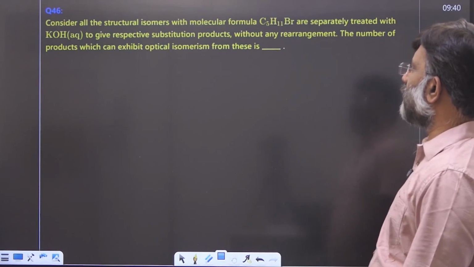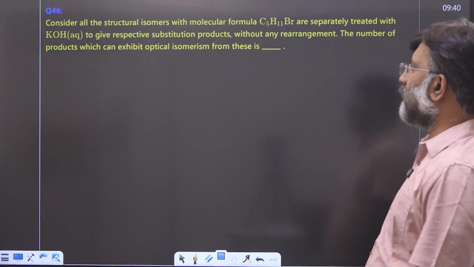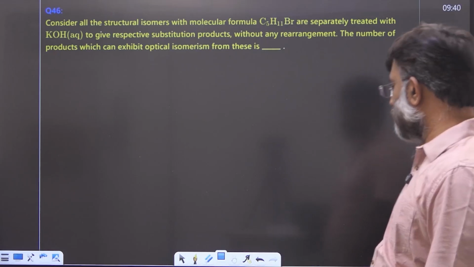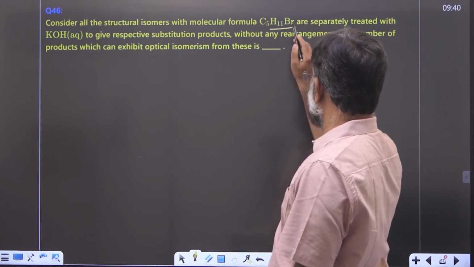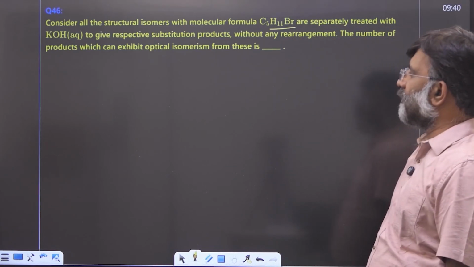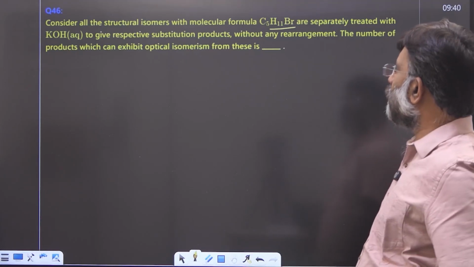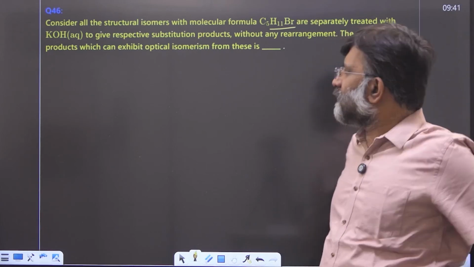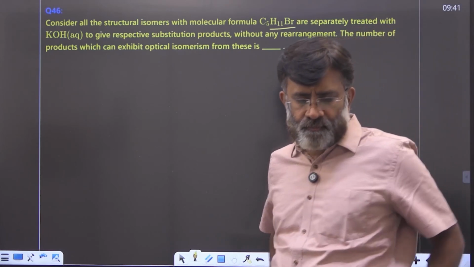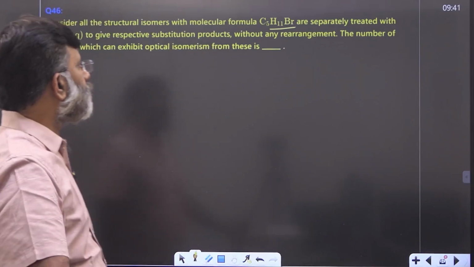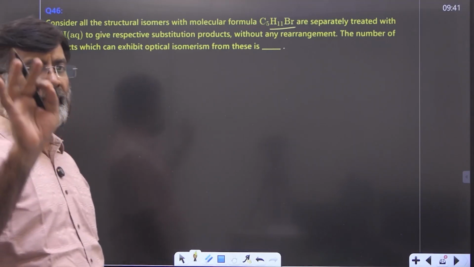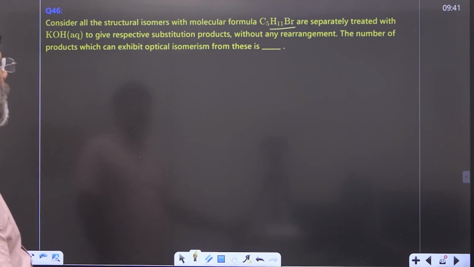Question number 46. Consider all the structural isomers with the molecular formula C5H11Br separately treated with KOH to give respective substitution products without any rearrangement. C5H11Br means bromopentane, isn't it? It is bromopentane.